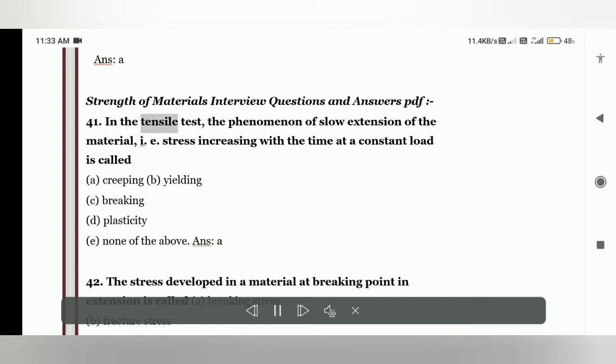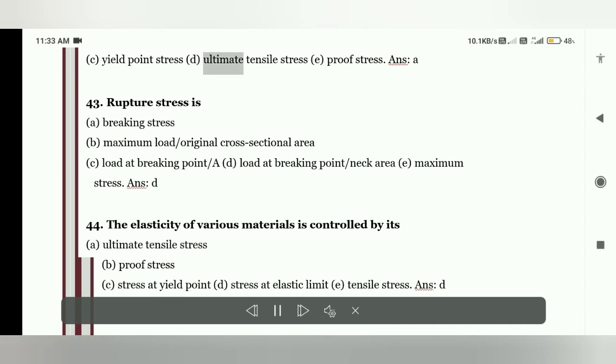41. In the tensile test, the phenomenon of slow extension of the material, i.e. strain increasing with the time at a constant load, is called A. Creeping, B. Yielding, C. Breaking, D. Plasticity, E. None of the above. Answer A. 42. The stress developed in a material at breaking point in extension is called A. Breaking stress, B. Fracture stress, C. Yield stress, D. Ultimate tensile stress, E. Proof stress. Answer A.